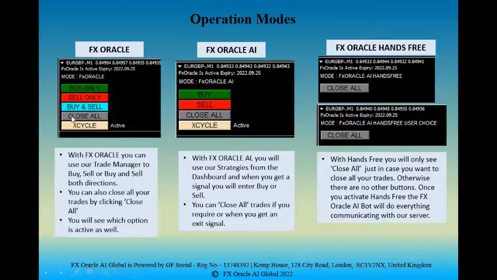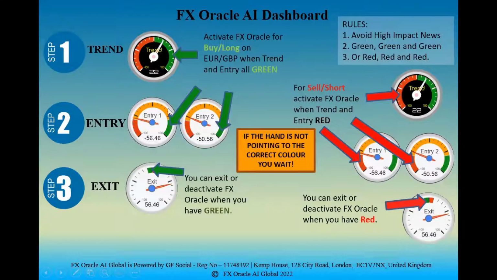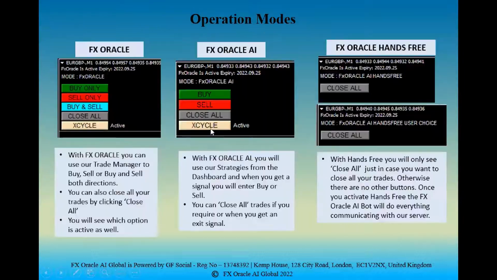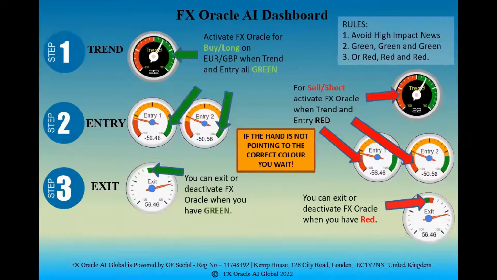For example, if I'm using the dashboard, FX Oracle is specifically for your own strategy. You can activate trades. FX Oracle AI is if you're using it in conjunction with our dashboard. So all you're going to do is buy. And then when you have an exit signal, which means it comes to green, you're going to close off. Or if you buy and after 3 positive cycles the signal is still long, it will automatically stop and you don't need to do anything.